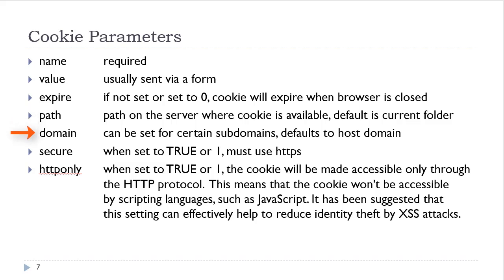You can also specify a domain. This would pertain to if you have a large website with subdomains. You can confine a cookie to subdomains. The default is set for the entire domain. The secure option, when set to true or 1, indicates the user must be using HTTPS to work with the cookie. The HTTP only option, when set to true or 1, means that the cookie is only accessible through the HTTP protocol. Therefore, you cannot access it by languages such as JavaScript, which could result in a security issue.